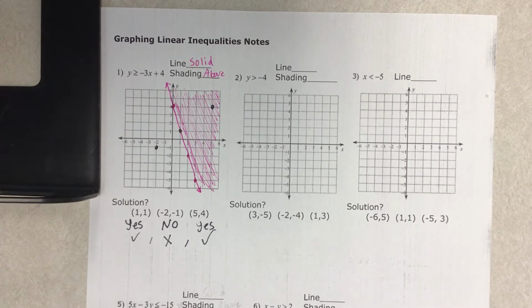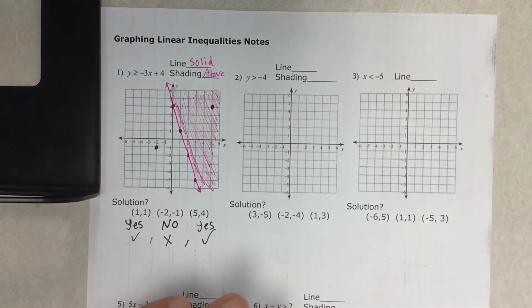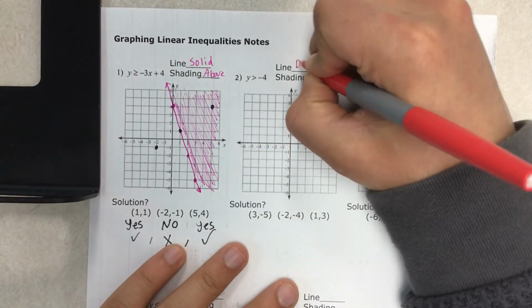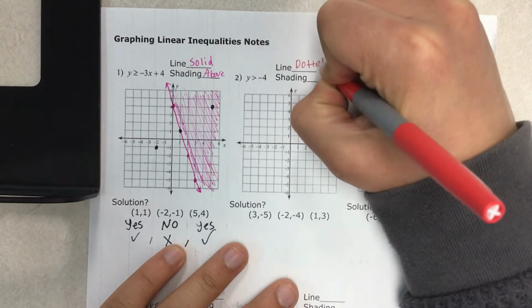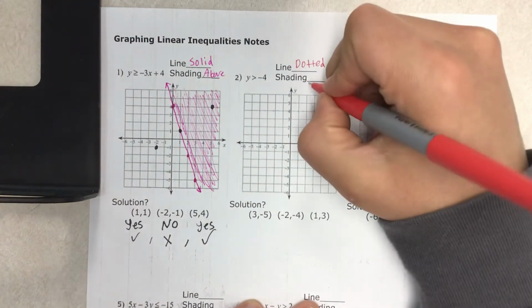Okay, let's slide to number 2. So we're going to do the same steps. For number 2, I have the inequality y is greater than negative 4. Okay, so the first thing I want to do is talk about the line, solid or dotted. Since this inequality does not have a line underneath, this line is going to be dotted. Okay, and for the shading, since it is greater than, it's going to be shading above.